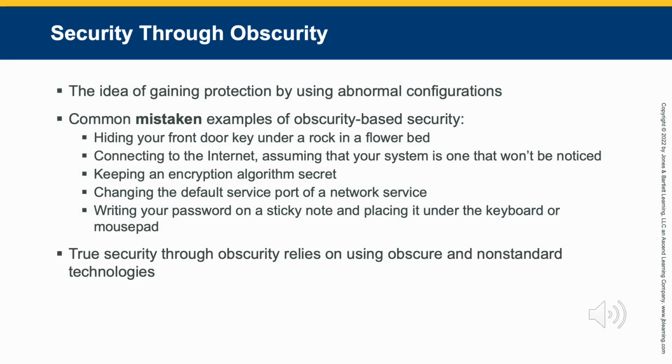The concept of security through obscurity is the idea of gaining protection by using abnormal configurations. Common and mistaken examples of obscurity-based security are hiding your front door key under a rock in a flower bed, connecting to the internet assuming that your system won't be noticed, keeping an encryption algorithm secret, changing the default service port of a network service, and writing your password on a sticky note and placing it under your keyboard or mousepad. True security through obscurity relies on using obscure and non-standard technologies.